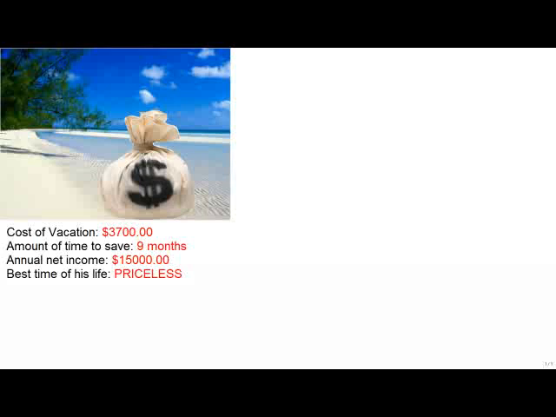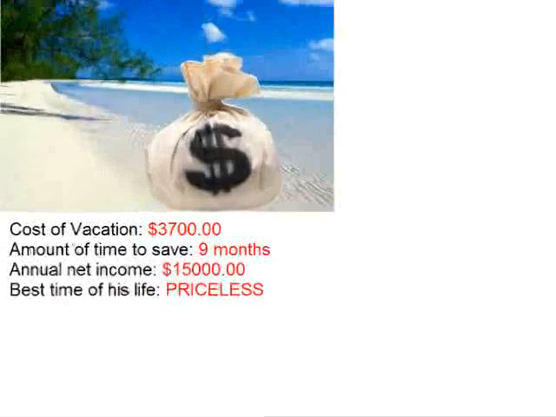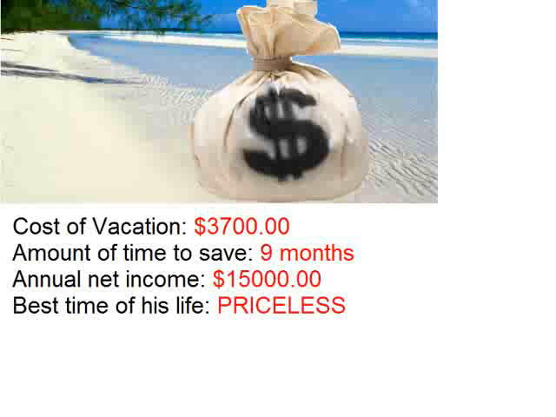Alright, so we're going to budget for a trip to Mexico to sit on a nice white sandy beach like in the picture. And here's the information that we are going to be using. Cost of the vacation, $3,700. And the amount of time to save, you have 9 months to save that amount. And your annual net income is $15,000 to have the best time of your life. Yeah, we borrowed that from the credit card cover.